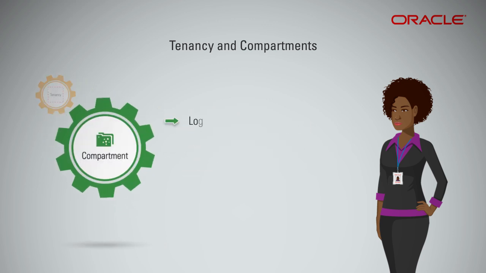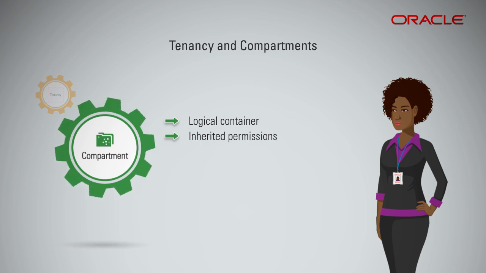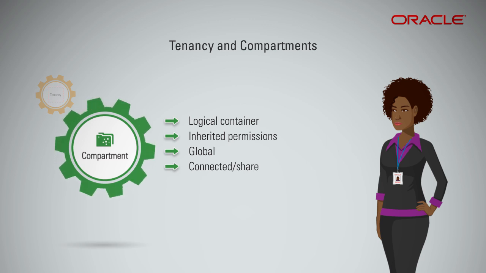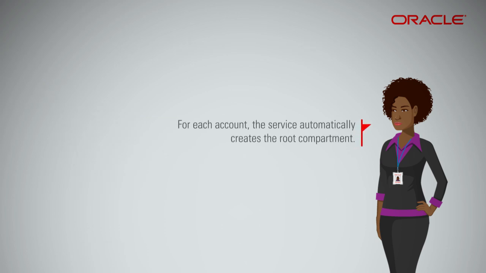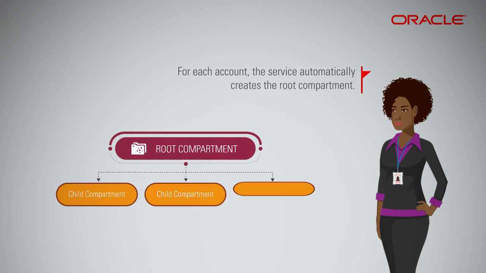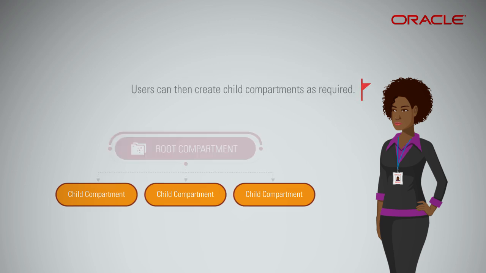A compartment is a logical container used to organize and isolate cloud resources. Each resource is in exactly one compartment. Permissions in a parent compartment are inherited by child compartments. Compartments are global, distinct from physical containers like regions and availability domains. Resources can be connected or shared across compartments. For each account, the service automatically creates a top-level compartment known as the root compartment, much like the root folder in a file system. Users can then create child compartments as required.